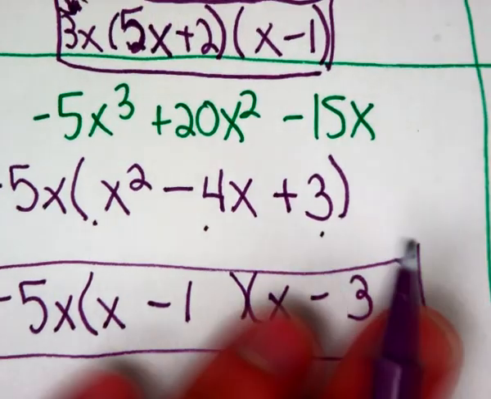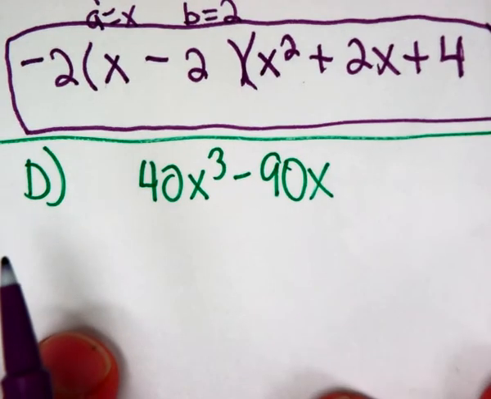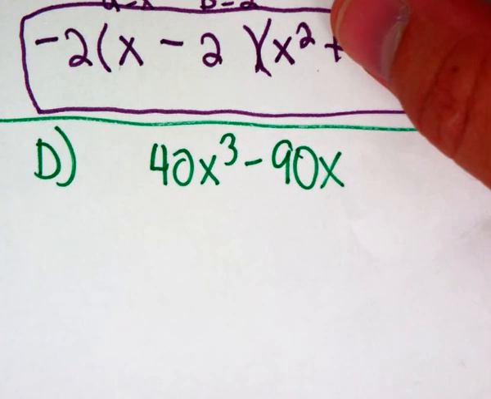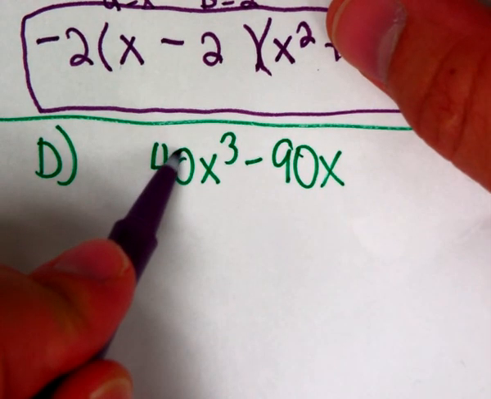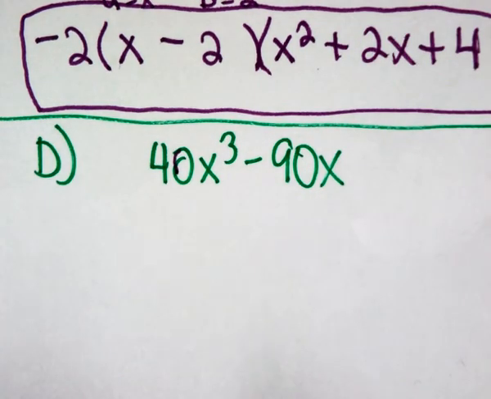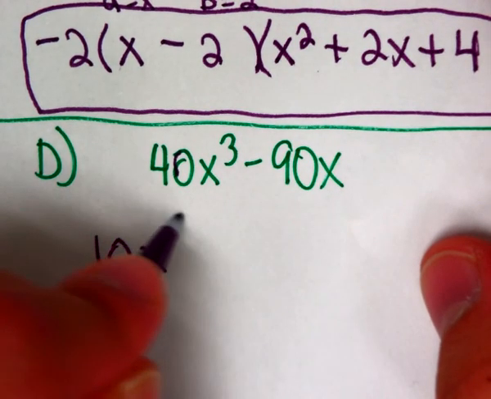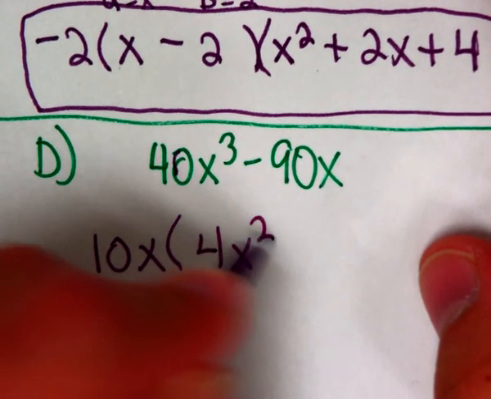And then our last problem. Okay. Again, look for any GCFs. Let's go ahead and take it out. This is a 40, sorry. And they all have a 10 and an x in common. So that means we're going to have 10x times 4x squared minus 9.